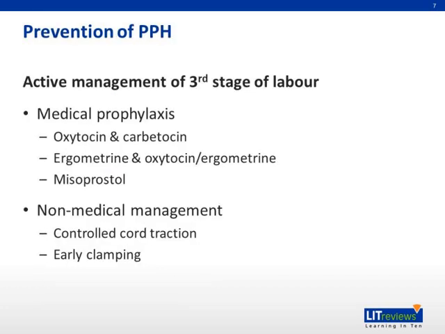Now we go on to prevention of PPH. The active management of third stage of labor is pertinent and integral to the prevention of PPH. The first line of defense is of course the medical prophylaxis. And here we can see that there are three main types of medication we can use. First of all, we have oxytocin and carbotocin. Secondly, we have ergometrin and oxytocin plus ergometrin. Lastly, we have a prostaglandin, in this case, misoprostol. And there is also non-medical management in terms of prevention of PPH. We can firstly use controlled cord traction, and we can also use early clamping.